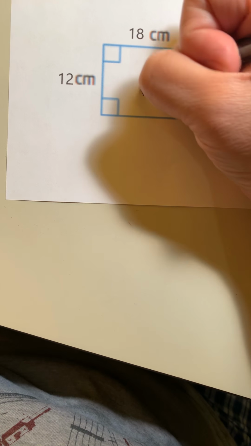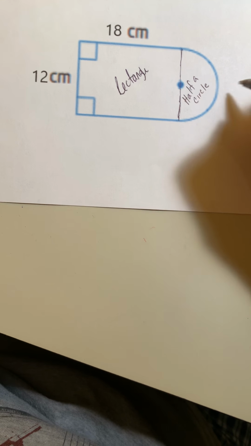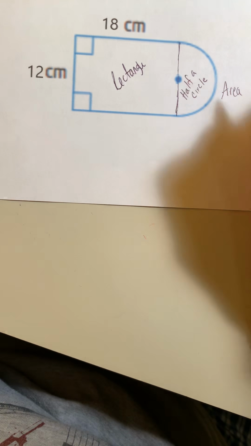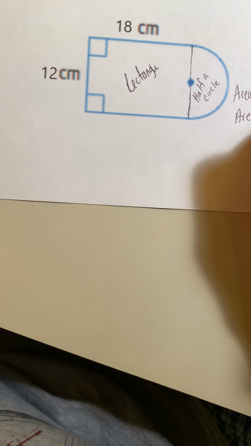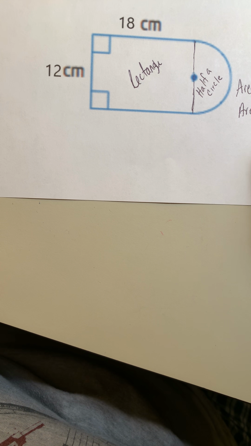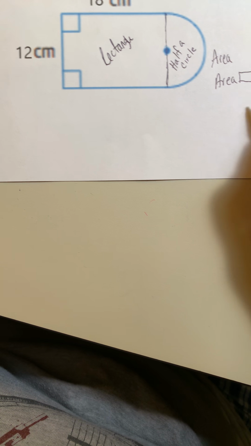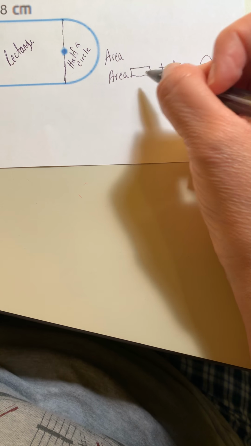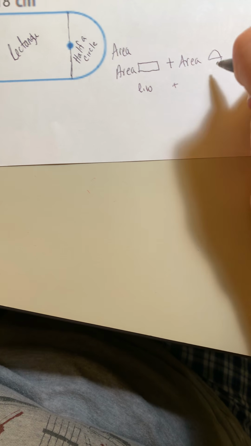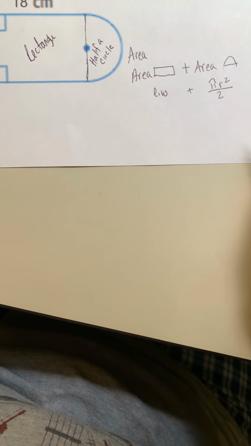And then this is not a square because they're not the same. This is 18, this is 12, so this is a rectangle. So to find the area of this figure, I'm going to have to add the area of a rectangle plus the area of half a circle. So the area of a rectangle is length times width, plus the area of a circle is pi r squared, but I don't want the whole circle, I want half of it, so I'm going to divide by 2.